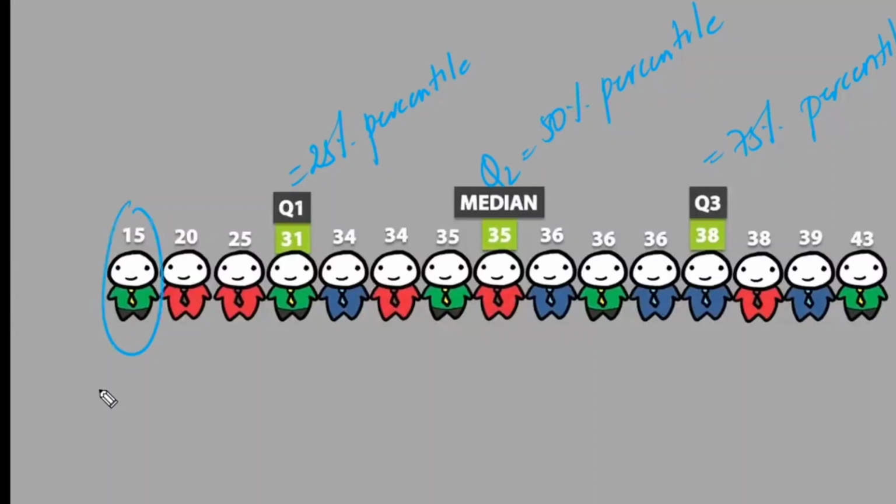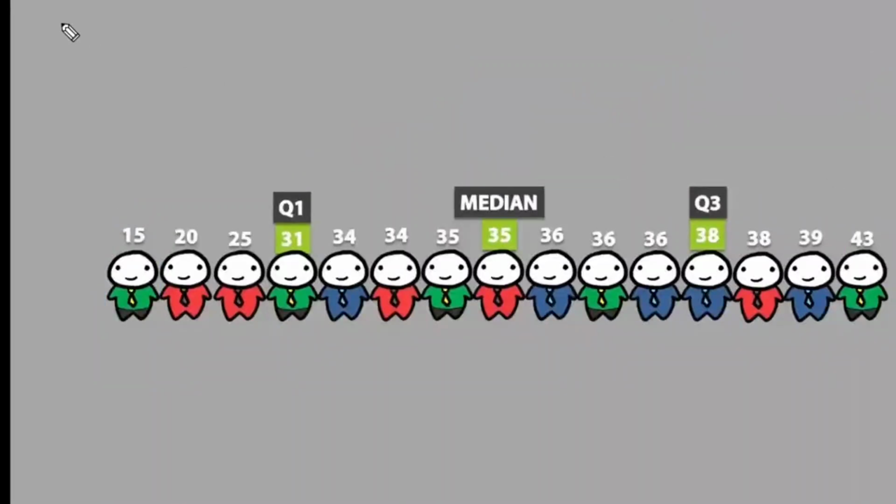And this is the minimum value, and this is called the maximum. 100 percentile is also called the maximum value. Maximum value is called 100 percentile, and minimum value is called 0 percentile. Is that clear?